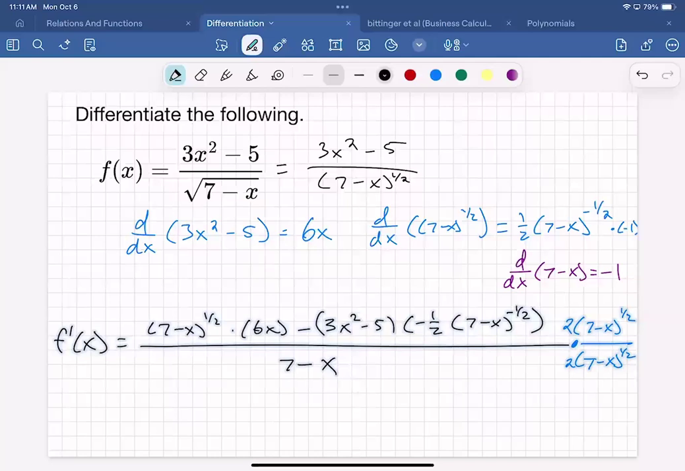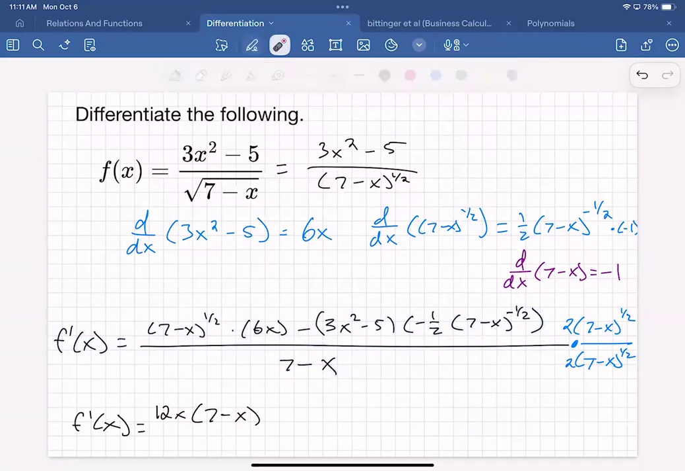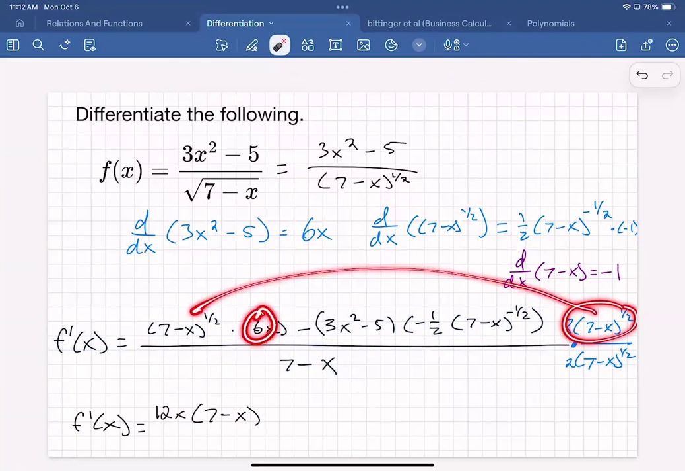With that in place, this first term will have 6x times 7 minus x, because the square root times the square root is going to be the same. But instead of 6, we should have 12. All right. When I distribute this here, 2 times 6 is where the 12 is coming from. But a square root times itself, hey, I could just take that without the radical.